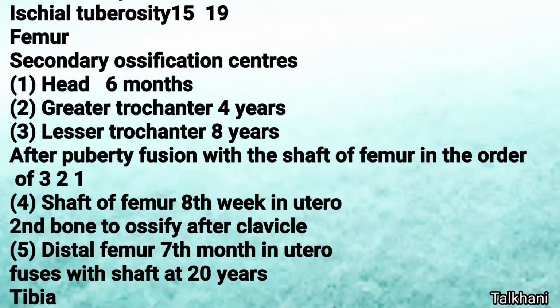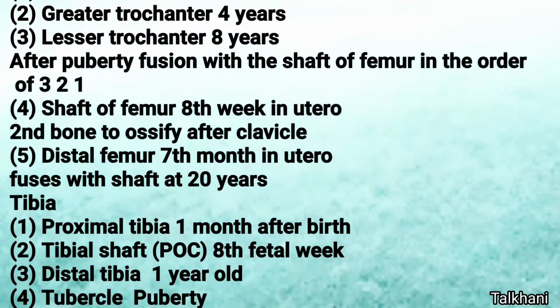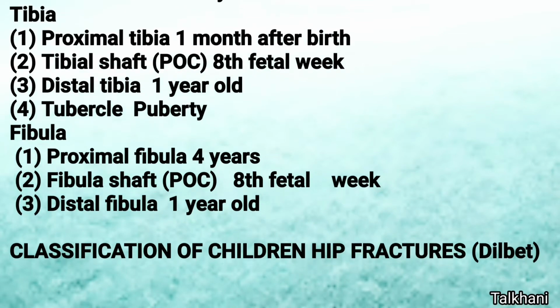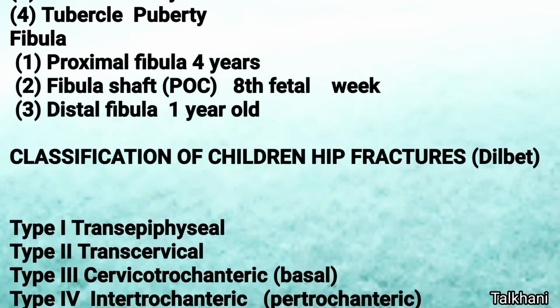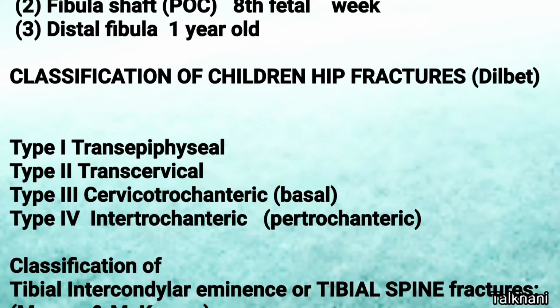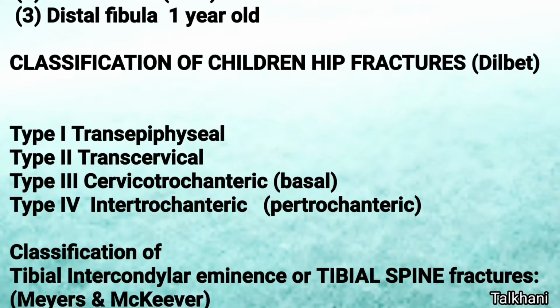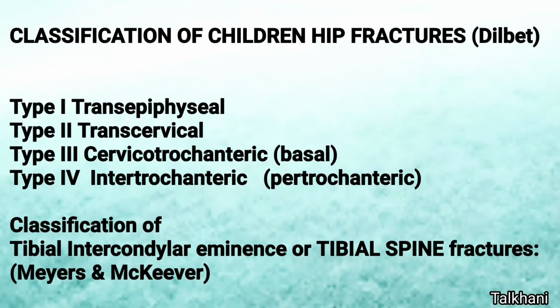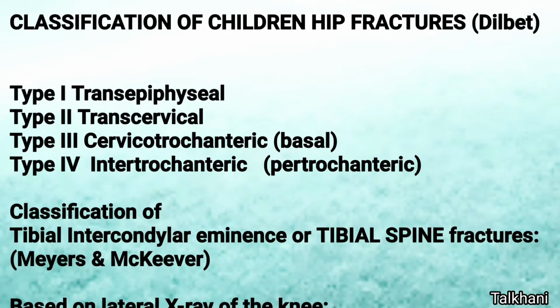Delbet classification of hip fractures in children is: type 1, trans-epiphyseal fracture; type 2, trans-cervical fracture; type 3, cervicotrochanteric or basal cervical fracture; and type 4 is intertrochanteric or pertrochanteric fractures.